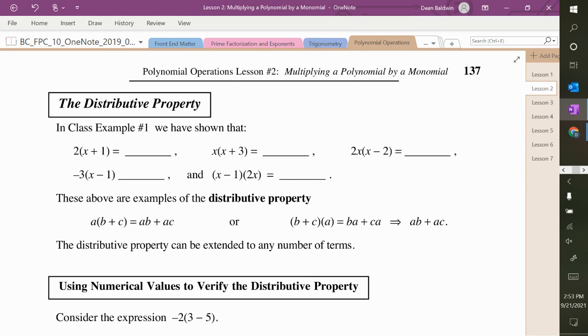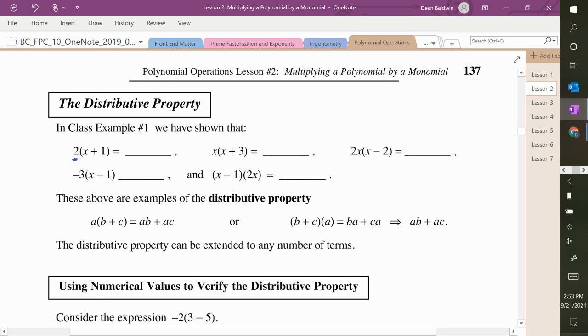Okay. So page 137. Who's heard of the distributive property? All right. I think you've done this before. So if you have a number outside of a set of brackets, what operation is this? What does this mean? Yeah, it means 2 times the whole bracket. And if it's 2 times the whole bracket, that means 2 has to go to the x and the 1.